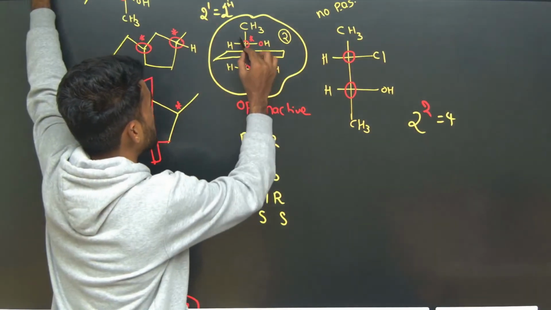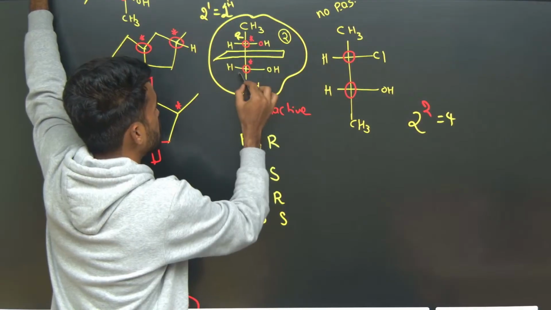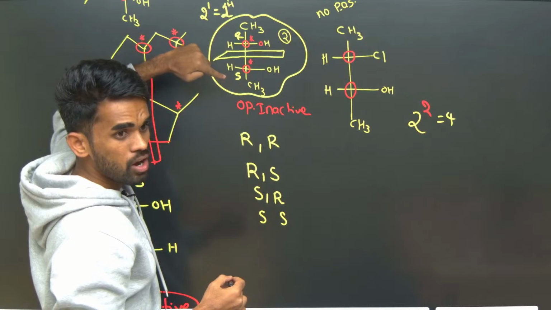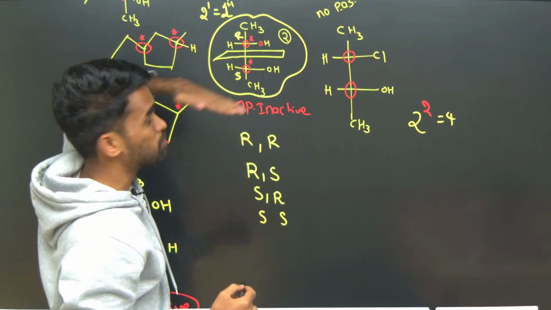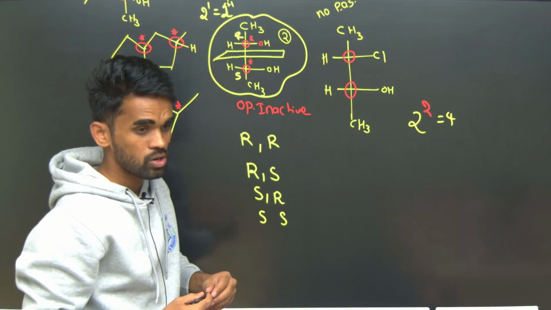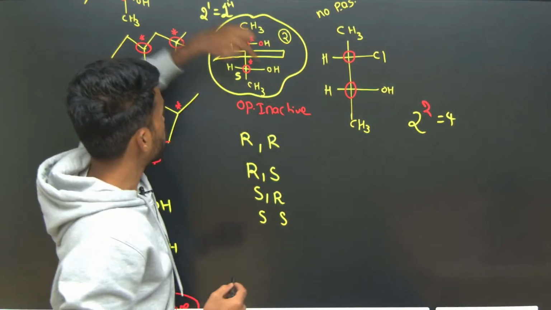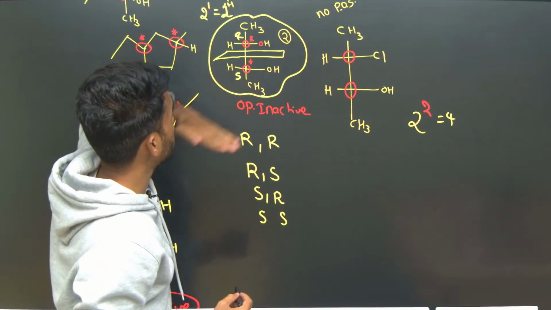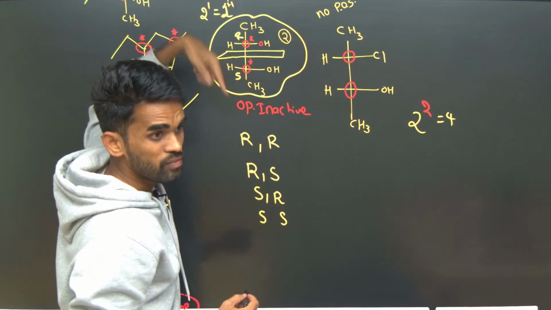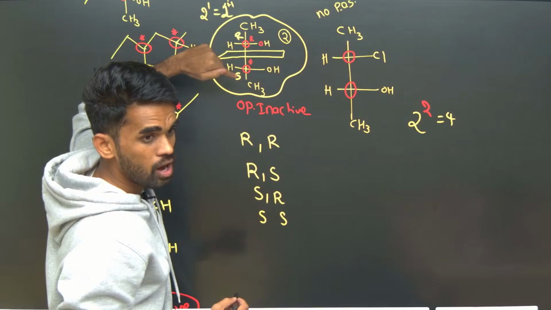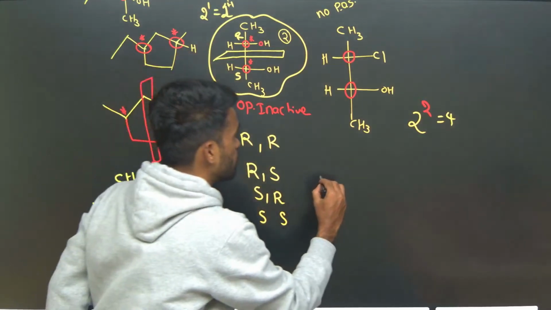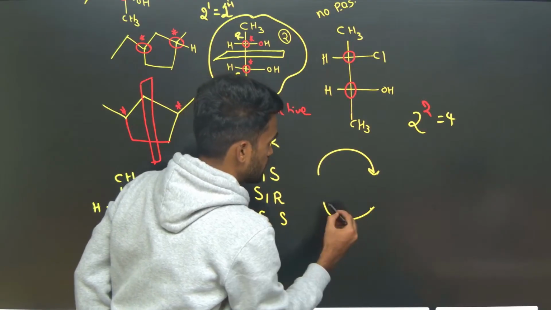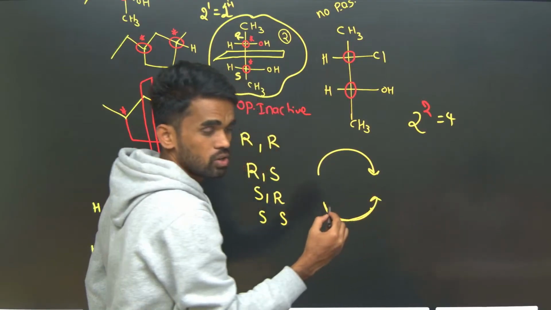For example, here it has R configuration, here it will have S configuration. If the above one is S, the below one will be R, when there is a plane of symmetry in the molecule. Are you getting what I am saying? If the above chiral center is R, then the below chiral center will be S, if it contains a plane of symmetry. If the above one is S, the below one will be R. Therefore, if R configuration rotates to the right side, S configuration rotates to the left side. I mean like this.